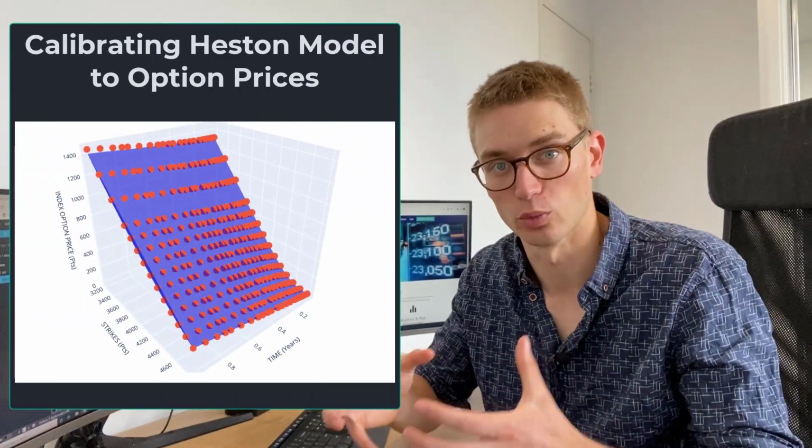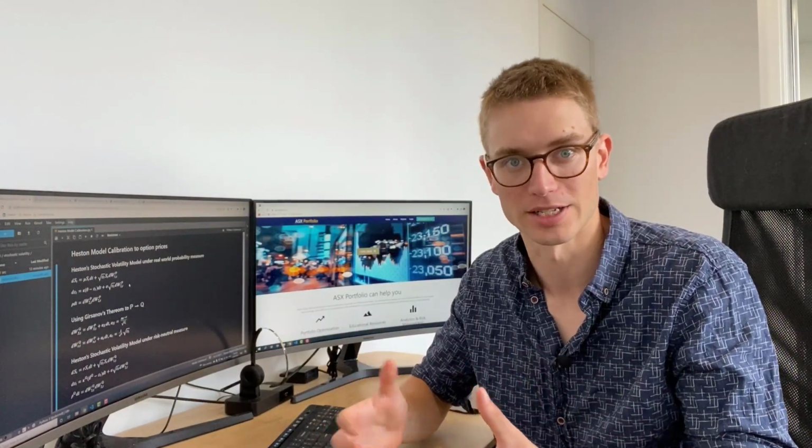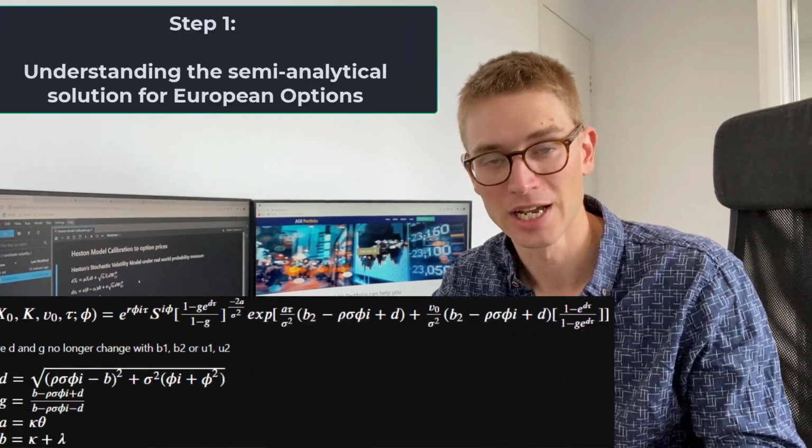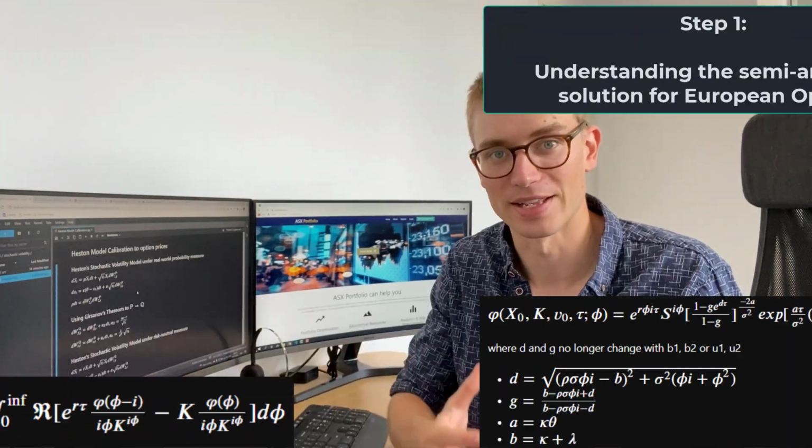Today you're going to learn how to actually use the Heston model in the real world and apply this under the risk neutral measure to option prices. So here we're going to go through the math and explain the characteristic function for the semi-analytical solution. And then we're going to actually implement this in Python.